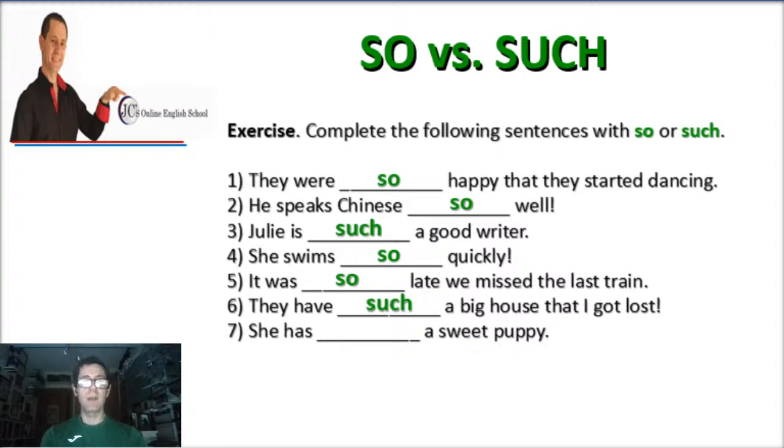Number 7, she has a sweet puppy, like me, although it is not exactly a puppy. My dog is 12 years old, but to me, she will always be a puppy. I call her puppy sometimes. Anyway, she has a sweet puppy.